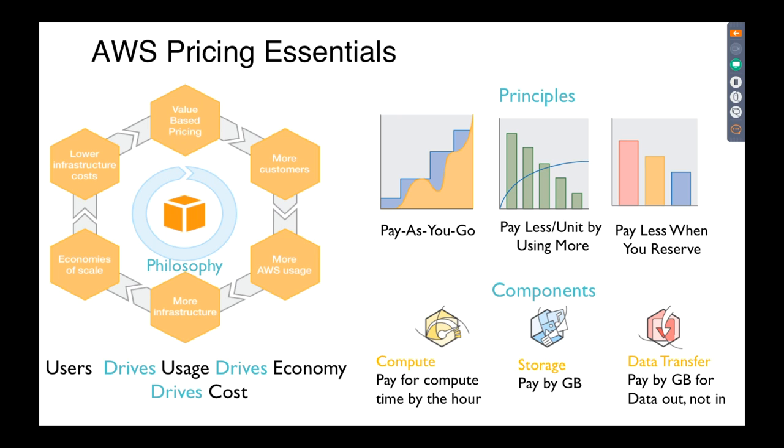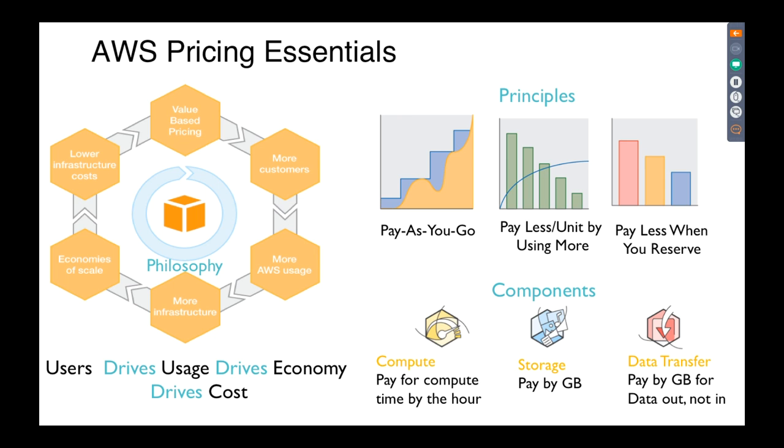So this is a very important theme to keep in mind, which then takes me to what are some of the guiding principles for AWS? First is an on-demand model, which is pay as you go. You can pay it by the hour, you can pay it by the day, you can pay it by the month. You have the flexibility.